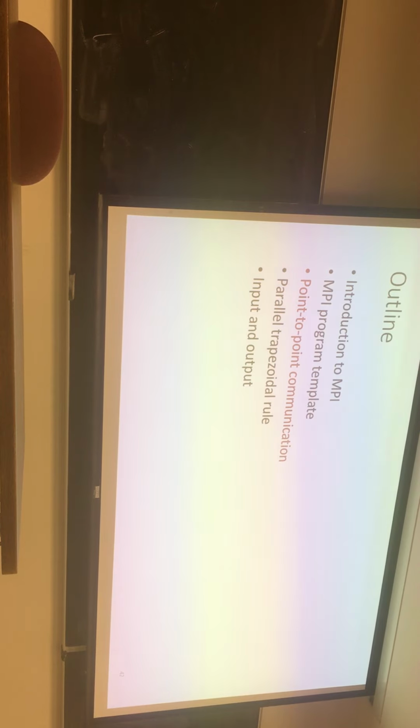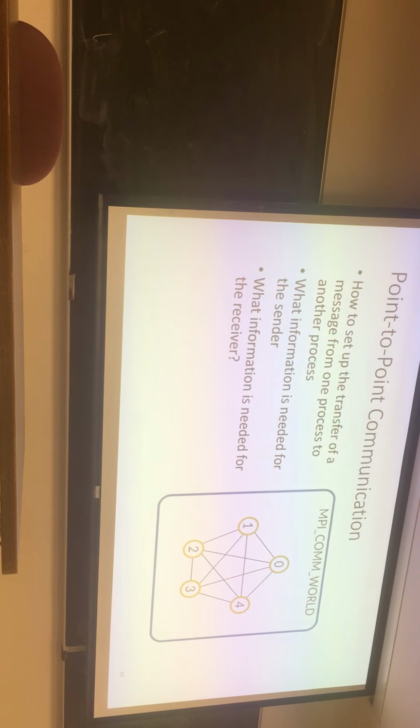Then let's go into the detail of how you do point-to-point communication. First, all the processes need to be in the same communicator world to be able to send a message from one to the other. All the processes are numbered by their rank, from 0 up to a non-negative integer, the number of processes in this communicator world. Then we will go over what information the sender needs to provide for message passing, and what information is needed from the receiver to receive a message.